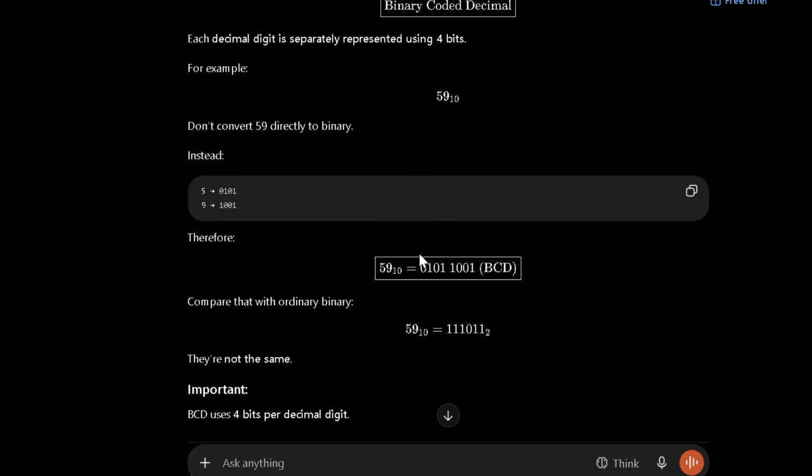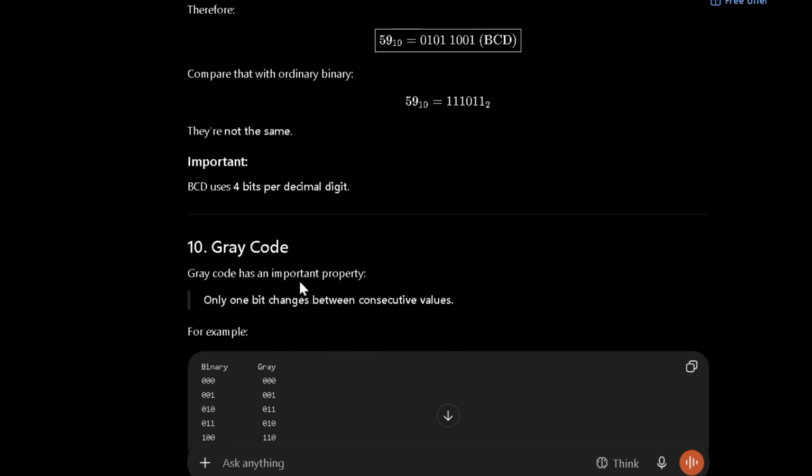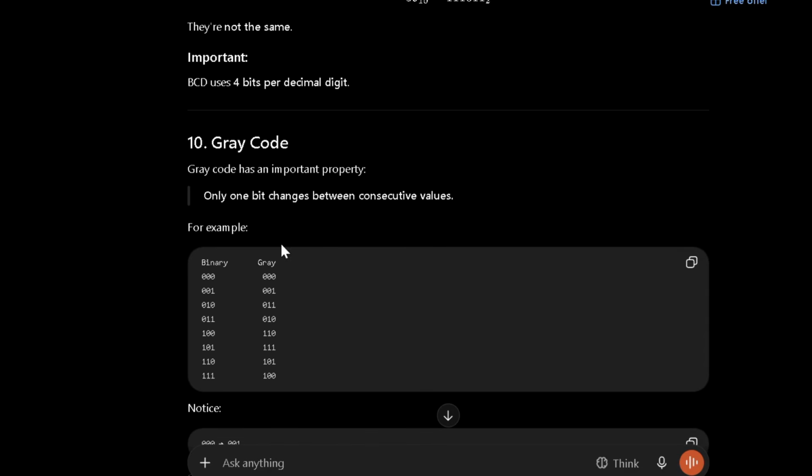Now, Gray code. Gray code has an important property: only one bit changes between consecutive values.